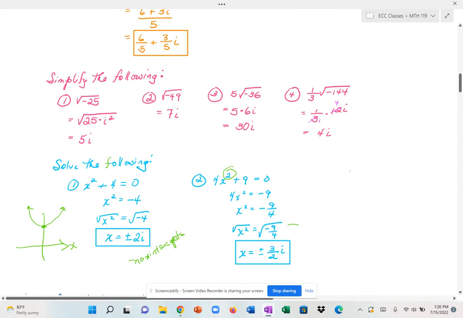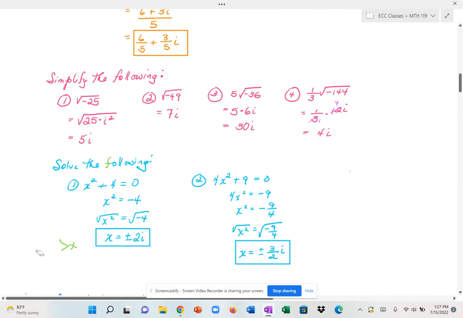And when you use that method, you have to make sure to put a plus or minus in front of the answer. So my answer here becomes plus or minus 3/2 i. Again, these are two imaginary number solutions. This one also has no x-intercepts.